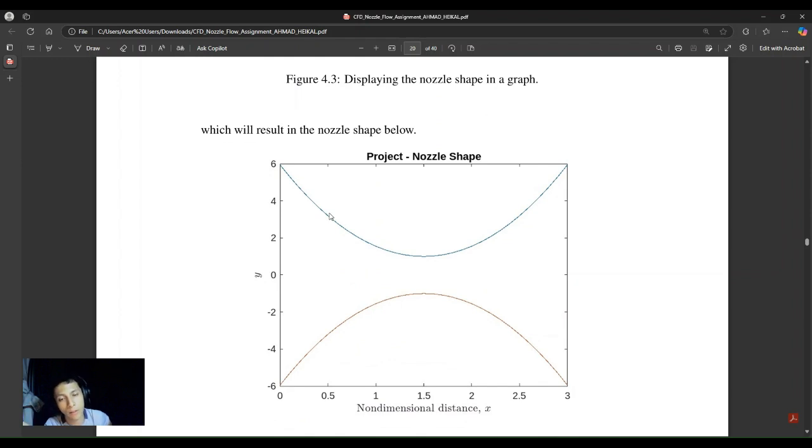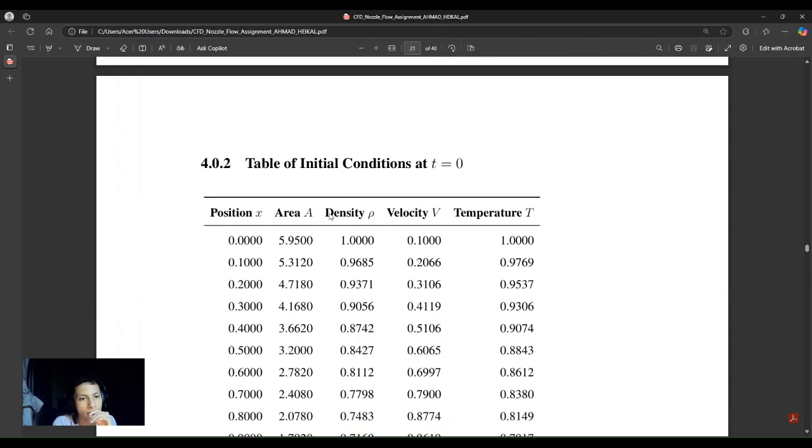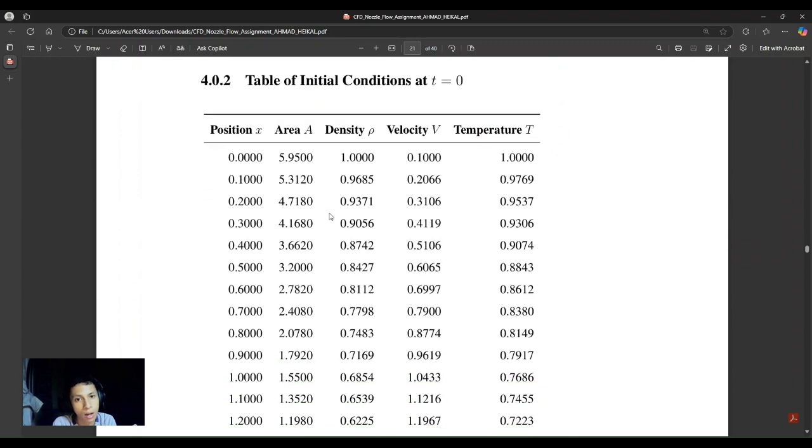shape will look like in real life, but it's not really accurate because in some cases, for example, if you go into the afterburner of a fighter jet, it will not be similar to this nozzle shape as I have shown in this nozzle flow project. And then I was asked to tabulate the initial conditions at t equals 0, where this is the initial conditions that will be used in the MacCormack algorithm.